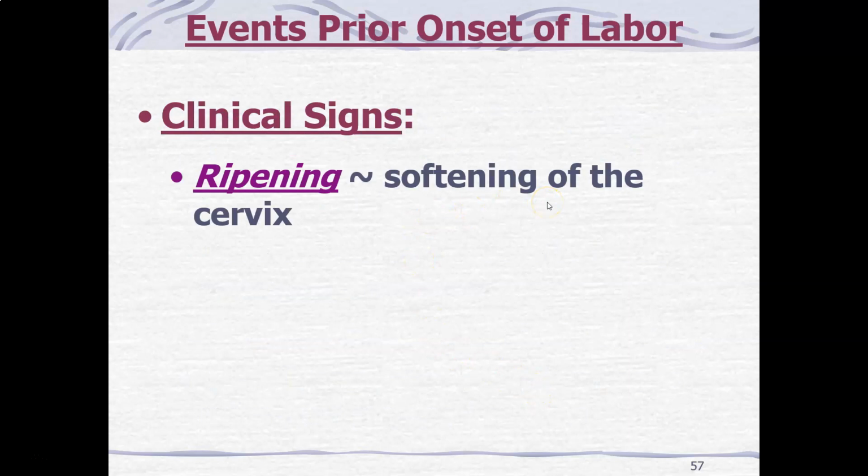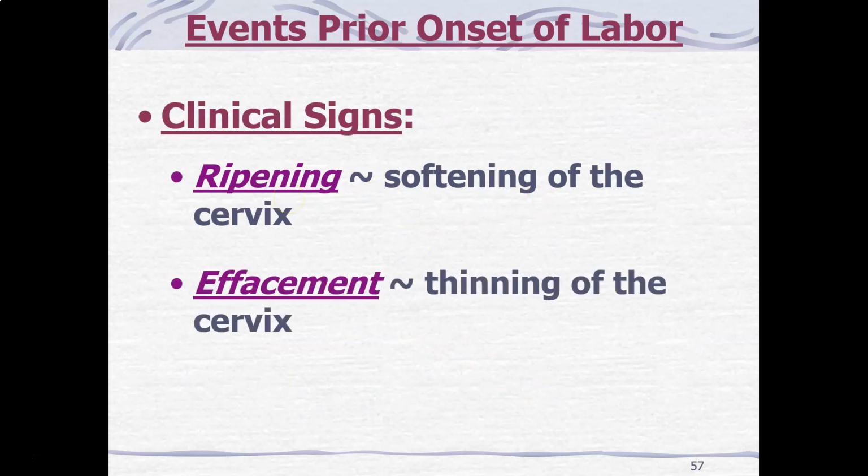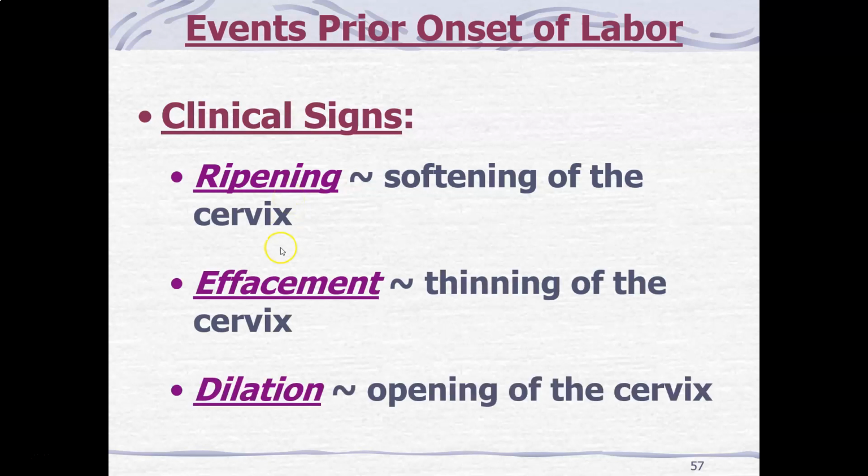Clinical signs that we would see prior to the onset of labor, we're going to have cervical ripening, cervical effacement, and cervical dilation. Effacement and dilation can occur together, but you have to have a ripened cervix first before effacement or dilation can occur. So ripening is the softening of the cervix. And that softening has to happen so that we can have effacement, which is the thinning, and dilation, which is the opening of the cervix.